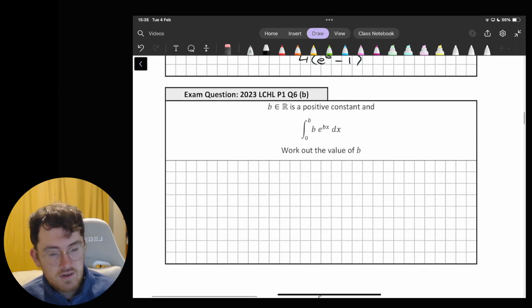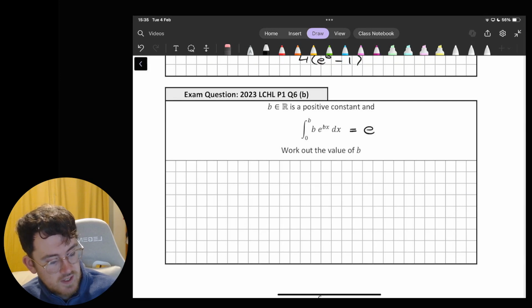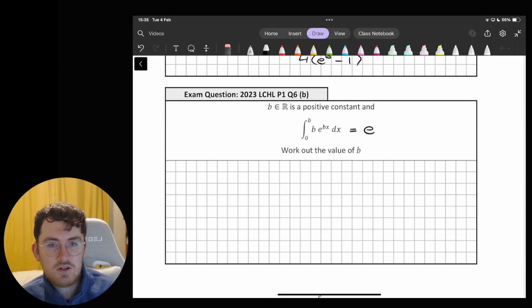Last little example here. I actually think I'm just missing a part of the question. It's supposed to be equal to e. We're missing just a little bit of the question there. So work out the value of b if all of this is equal to e overall.